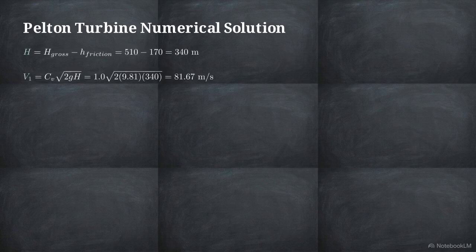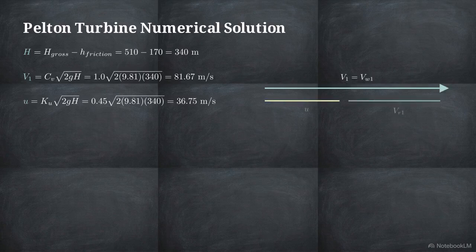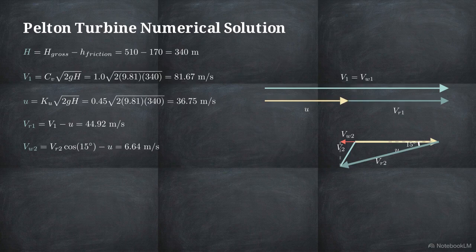Now we execute the sequence. We calculate a net head of 340 meters, giving an initial jet velocity, v1, of 81.67 meters per second. We calculate the bucket velocity, u, and walk through the triangle to find vr1, vw1, vr2, and a vw2 of 6.64. Now look closely at the final power calculation.